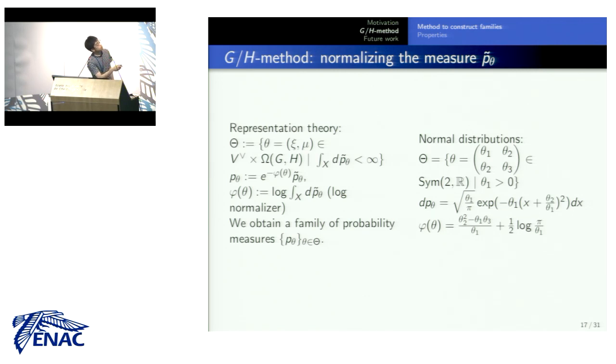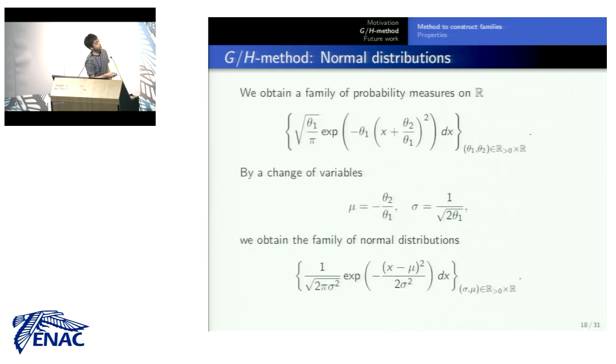Here we denote the parameters such that the measure p theta tilde is integrable. And we obtain a family of probability measures p theta by normalizing p theta tilde. Here, phi theta is the log normalizer. We can compute the parameter space large theta like this, and we can compute the log normalizer like this. Namely, we obtain the family of probability measures on R like this. By a change of variables like this, we obtain a family of normal distributions of well-known form.